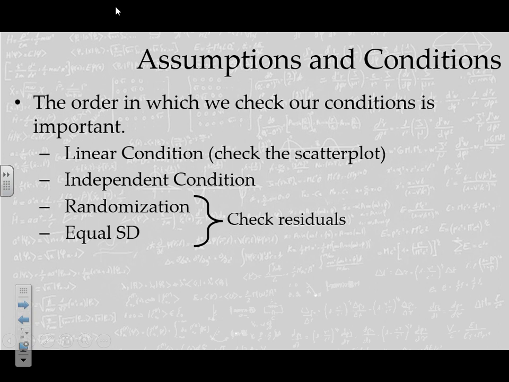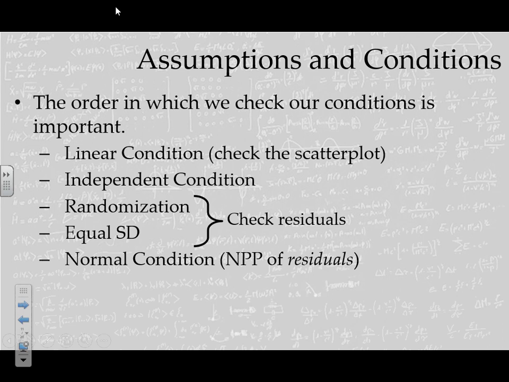We're okay with that? Okay? And then the last condition is the normal condition. So we need to make sure that our residuals are normally distributed. So the easiest way to determine that, anytime you want to use your calculator for normality, the normal probability plot is usually the easiest one to work. So let's review that process.